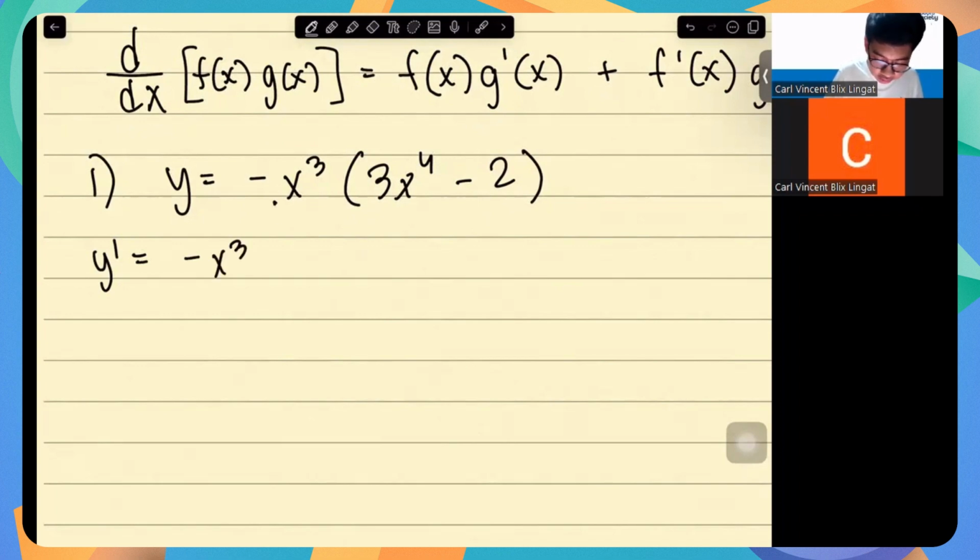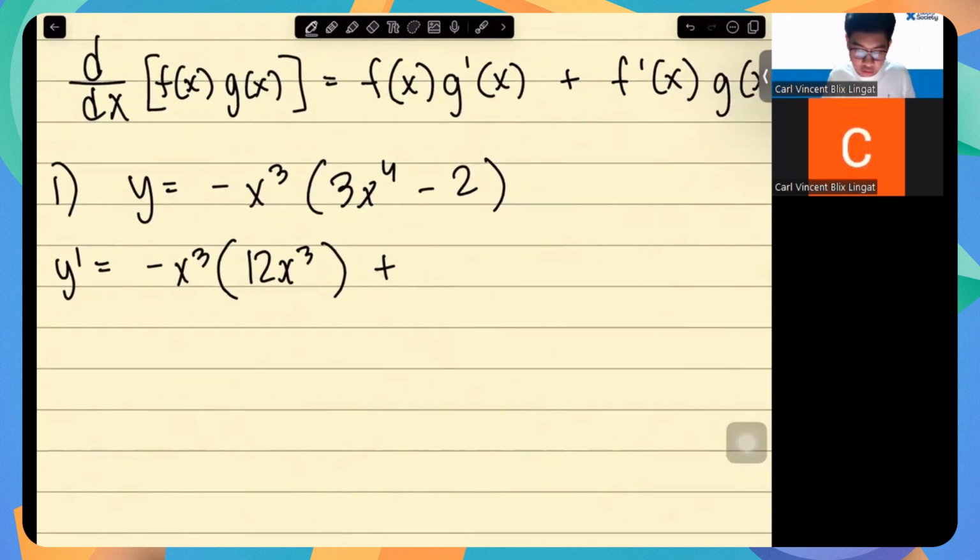Then we get the derivative of this one this time. So in this case, the derivative of that function is 12x³. And since -2 is a constant, we're just going to make it 0. So there we go. Now for the other side, let us get the derivative of this function. So that is just -3x² rather. Okay, then we can just copy this one. So 3x raised to 4 minus 2.